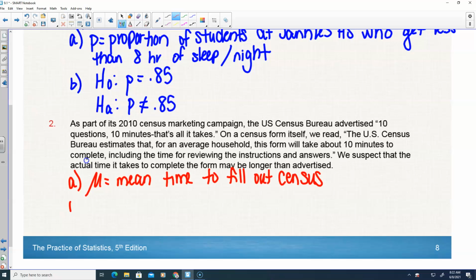Okay, and then our two hypotheses. The claim is 10 minutes, and when we have means, we do have to put the label in our hypotheses. Proportions you do not have to label. We think that it's longer than 10, so greater than would be our alternative.